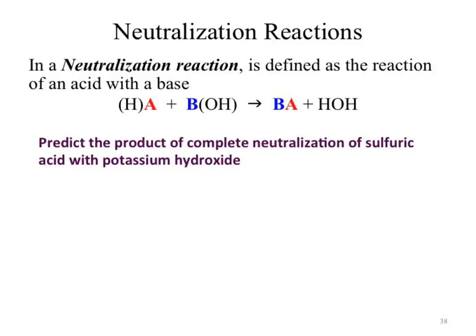Last reaction is our neutralization reaction. Okay? It is defined as the reaction of an acid with a base. Okay? It is a double replacement reaction. You will find that all the questions I ask will follow this same general format. So let's take a look at a question here. The neutralization of sulfuric acid with potassium hydroxide. I'll give you a minute. Do it on your own.